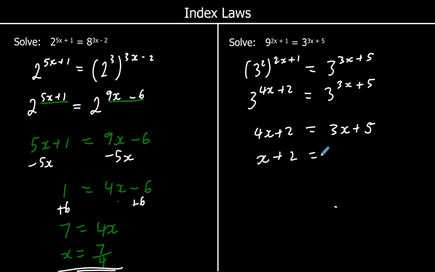Take 3x away from both sides. X plus 2 is 5. Take 2 away from both sides. X is 3.